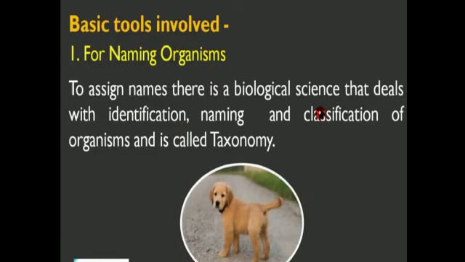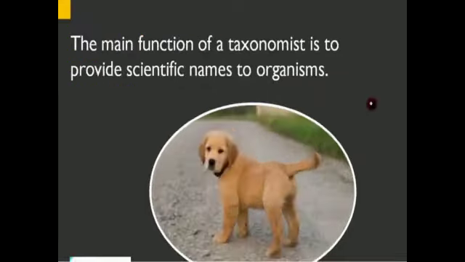To assign names, there is a biological science that deals with identification, naming, and classification of organisms, and it is called taxonomy. So it gives us the identification of the organism, its naming, and classification. The main function of a taxonomist is to provide scientific names to organisms. Taxonomists are those persons who provide scientific names to organisms.